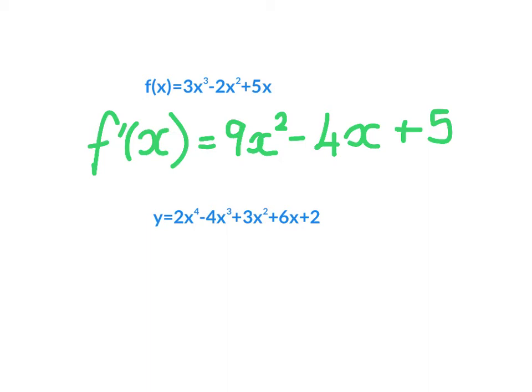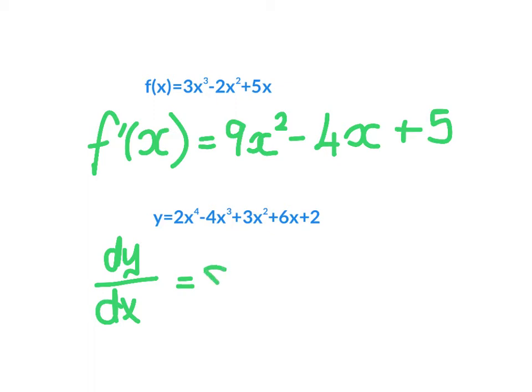In the second example, I'm going to use slightly different notation. We're going to have a lesson about this later. But at the moment, because we were given the function in the form y equals, rather than in function notation, I'm going to give my derivative as dy by dx. We'll talk more about this in a different lesson. Multiply by the power, reduce the power by 1.